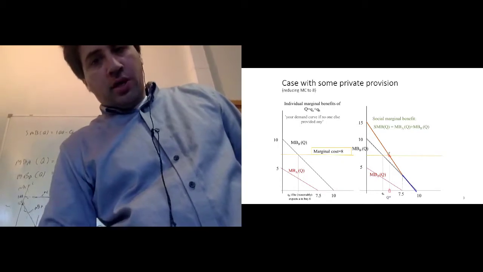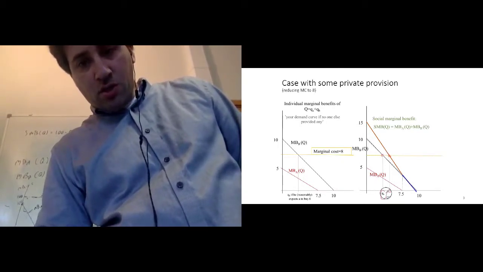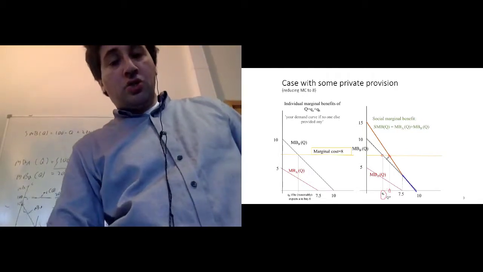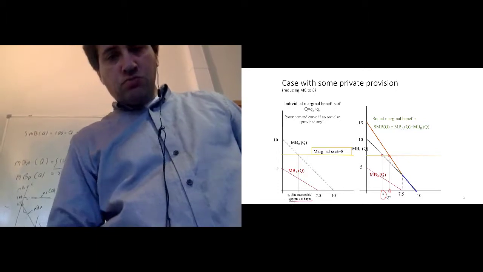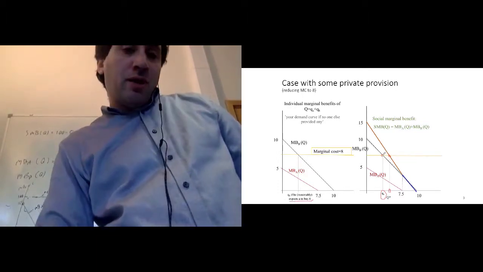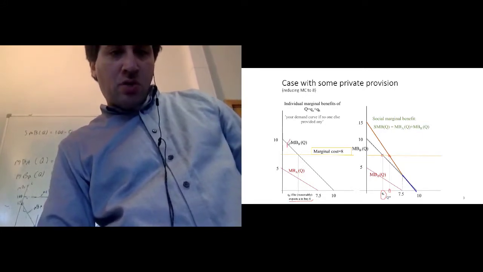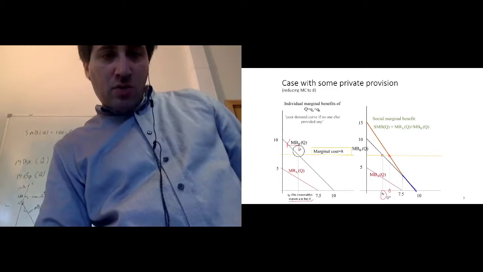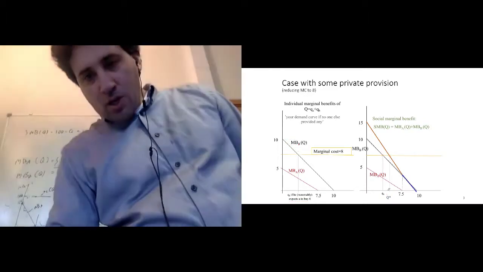QB in this case is the amount that B would provide on his own if he thought that A was going to buy zero of the public good. If he thought that A was going to buy some of the public good, then he'd imagine, okay, I start here, so I will just keep buying until I get to where I think I am. But that would be some sort of coordination problem.